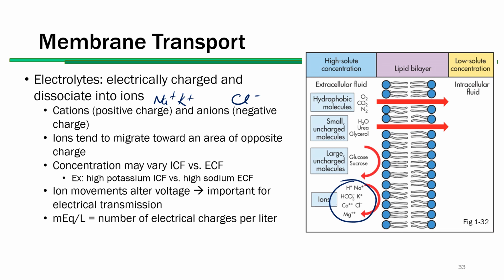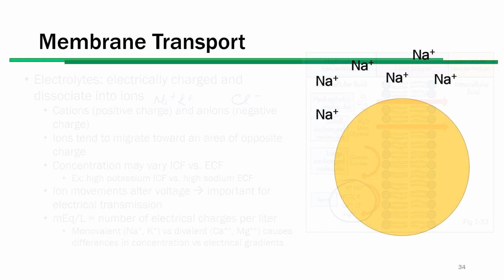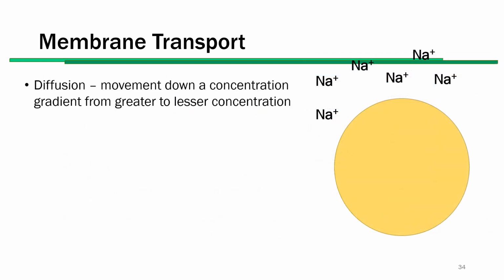The way we measure charge is by milliequivalents per liter. That's the number of electrical charges per liter. And it's not based on the size, it's based on the valence. So sodium and potassium have one positive charge, so they're considered monovalent, whereas some ions like calcium and magnesium are divalent because they have two positive charges. That's going to also cause a difference in their electrical concentration. Diffusion is the movement down a concentration gradient from greater to lesser concentration. So if sodium is high outside the cell, its movement into the cell is by diffusion because that's the way it wants to go chemically for equilibrium.